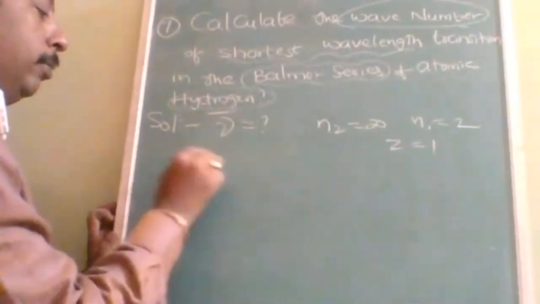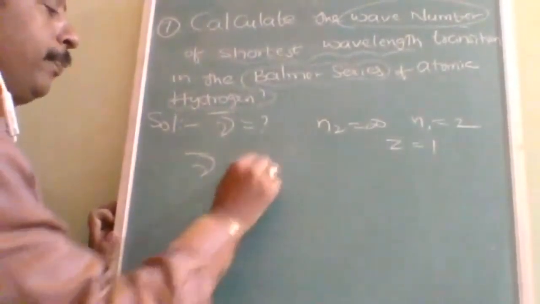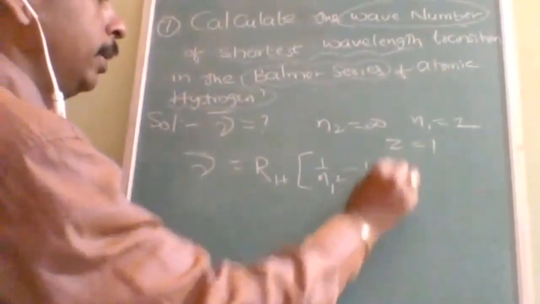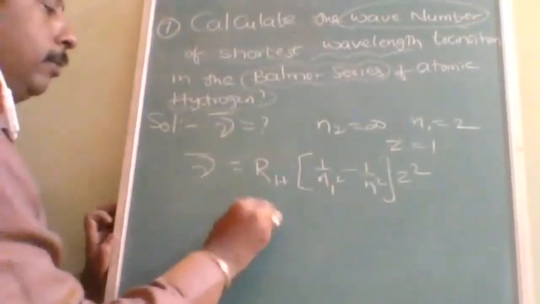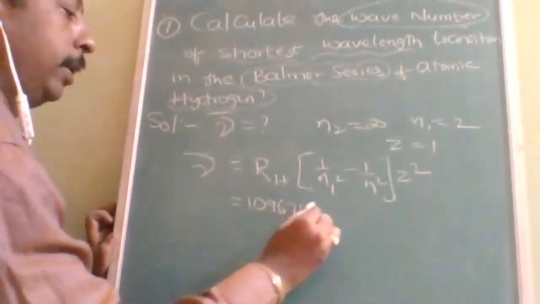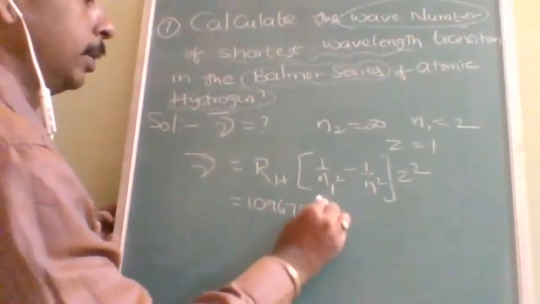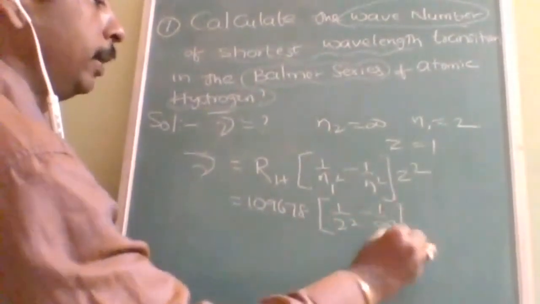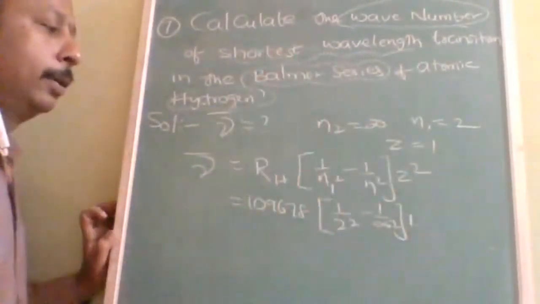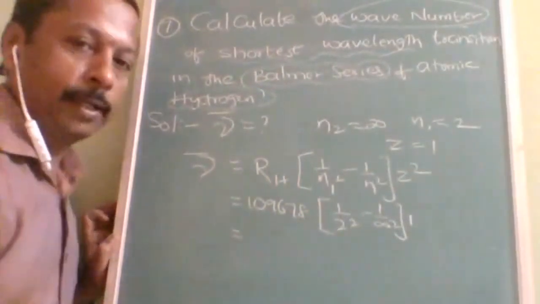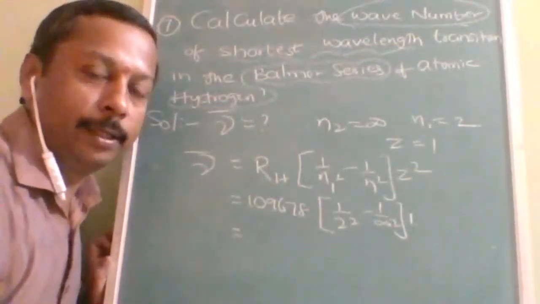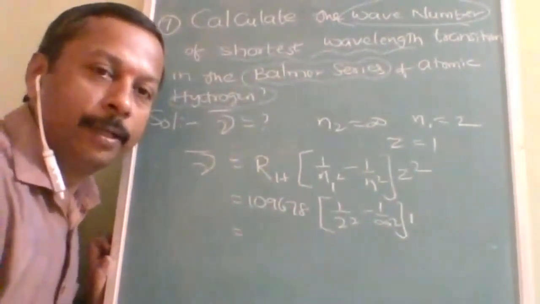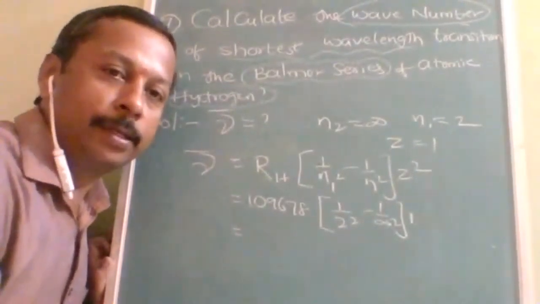Okay. So nu bar is equal to RH into 1 upon n1 square minus 1 upon n2 square, into z square. RH is 109678, this will be in centimeter inverse. So 1 upon 2 square minus 1 upon infinity square, Z will be 1. On simplifying, you will get a beautiful answer in centimeter inverse. You have to cross check with the options. Understood? If it is integer type, then units will be mentioned in exam.